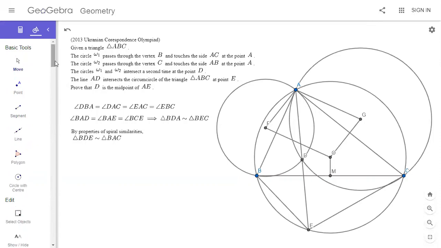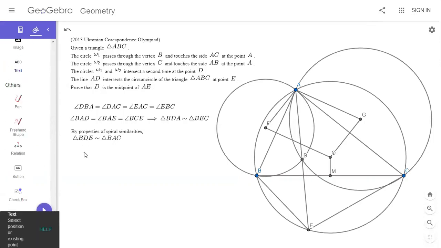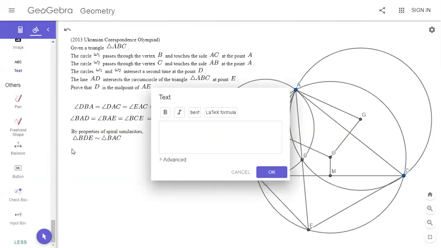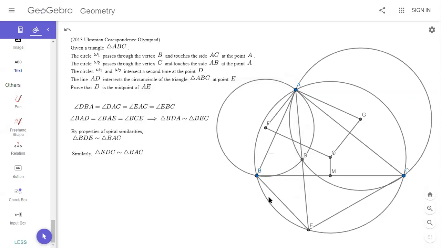So BDE is similar to BAC, and then we also have EDC is similar to BAC. And basically, once we know all that, those two mean that DE is the angle bisector of BDC.